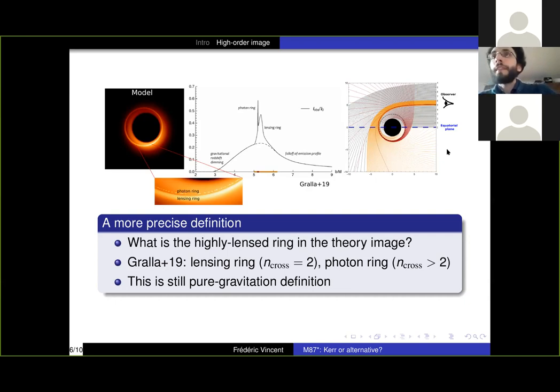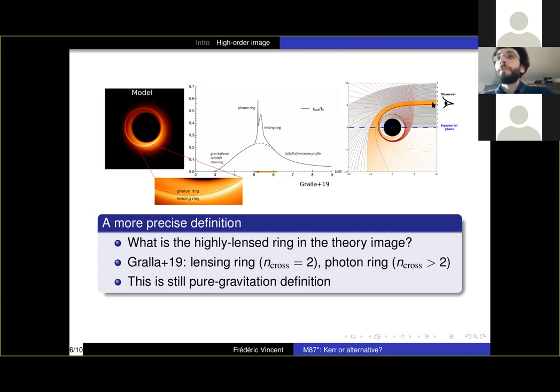You can understand that by having a look at the right plot here. So the black hole is at the center. Here is the ZX plane with the equatorial plane being in dashed blue here. And the observer is to the right. So all these lines are photon geodesics. If you consider a photon geodesic that stays always far from the black hole, like any of these black lines here, you see that it crosses the equatorial plane only once. This is a primary photon. If you now consider one of the orange or yellow photons, you see that they are crossing the equatorial plane once and twice.